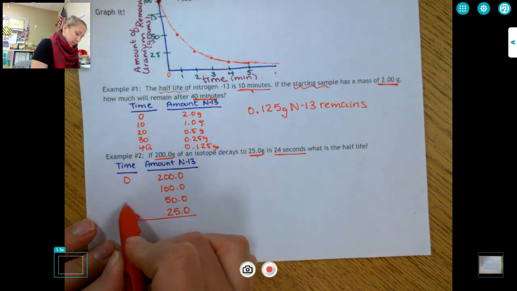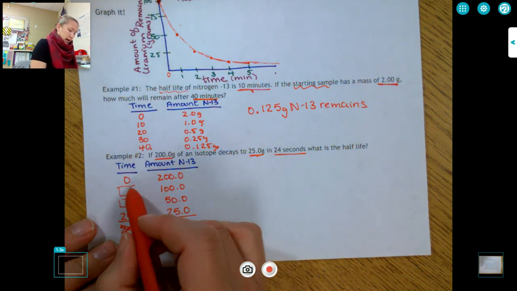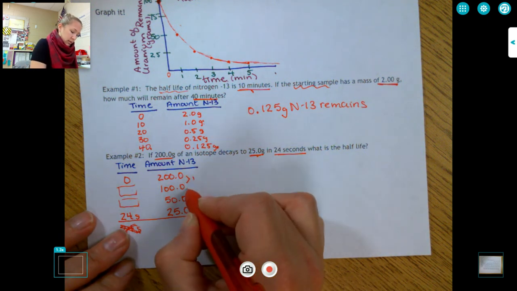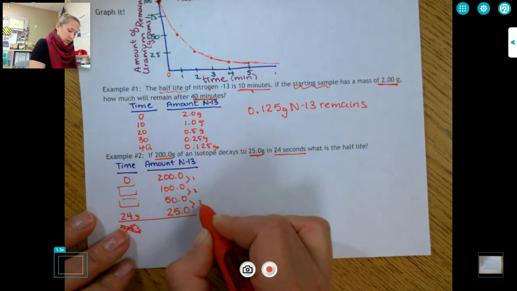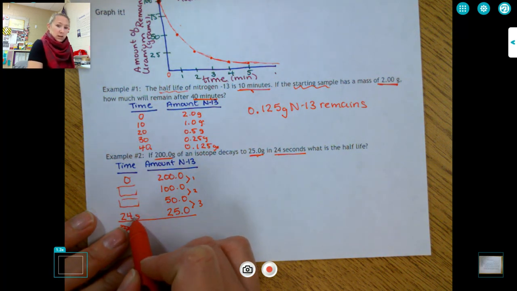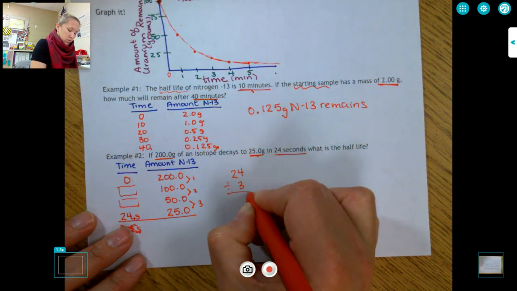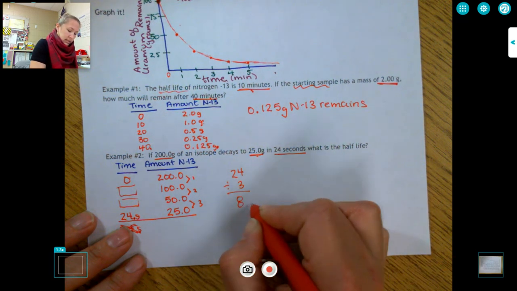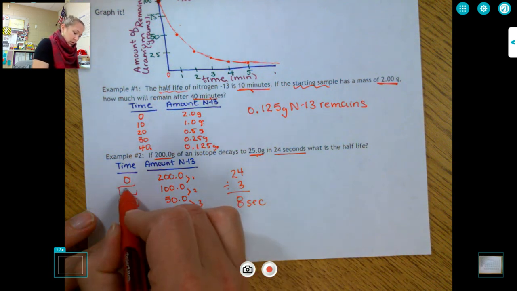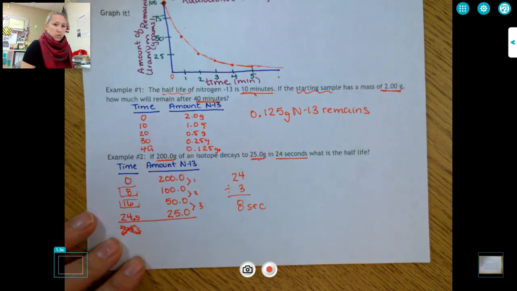Now I need to have a number here and a number here. So I have 1, 2, 3 different half-lives. I've cut in half once, twice, 3 times. So that means from 0 to 24, I need 3 even increments. So 24 divided by 3 is 8. So every 8 seconds, this changed. So 0, 8, 16, 24.